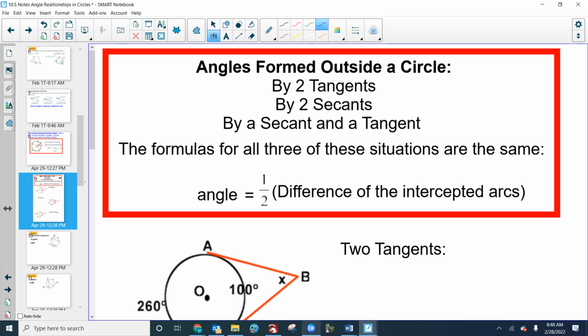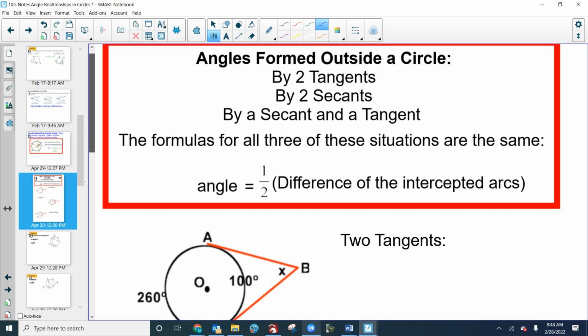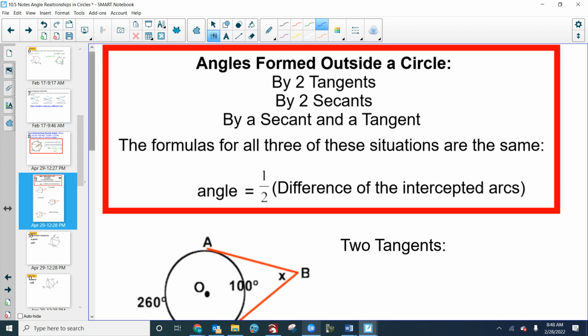Angles formed outside a circle. New formula. All right? And this is for 2 tangents, 2 secants, and a secant and a tangent. Half the difference. Difference means to subtract. Half the difference of the intercepted arcs. Well, can that angle be negative out there? No, you can't have that negative angle out there. So when you go to subtract, obviously you're going to do the bigger one minus the smaller one. Okay, so it's a positive angle.